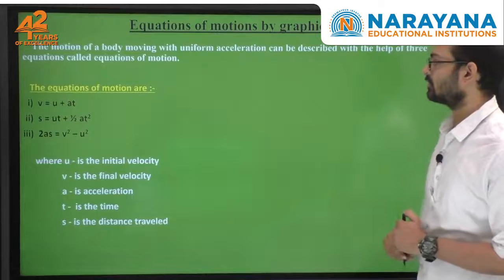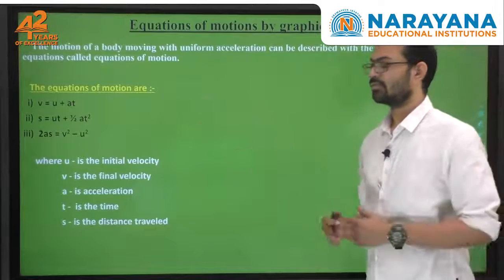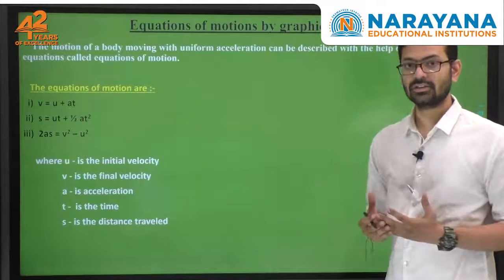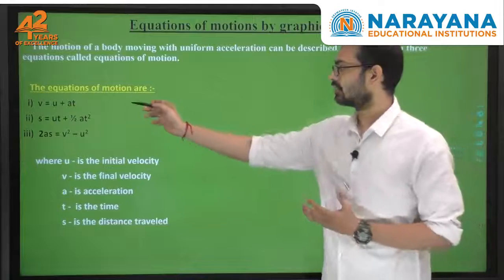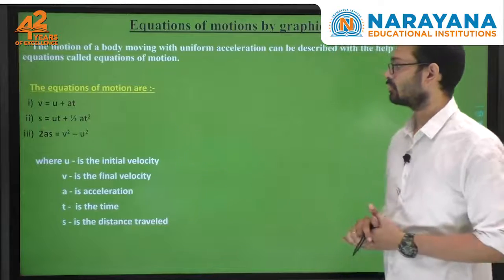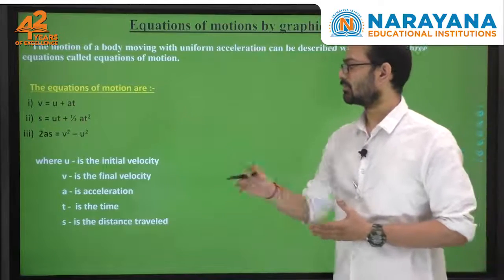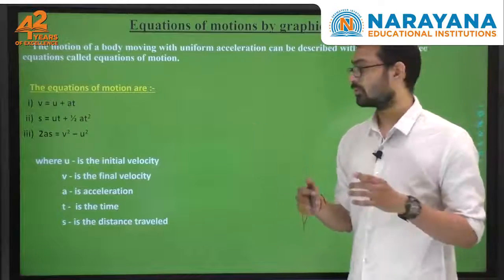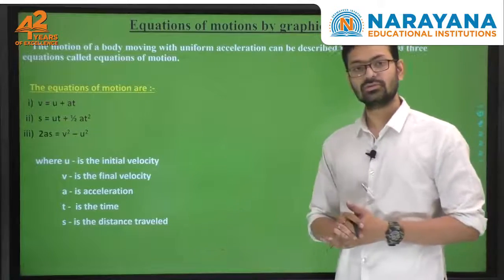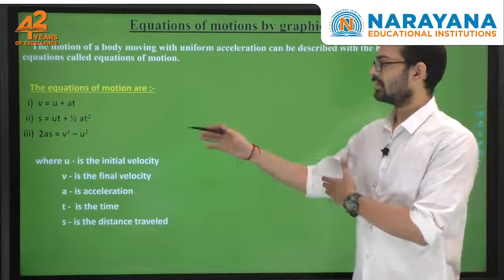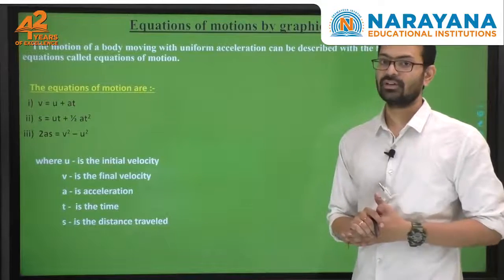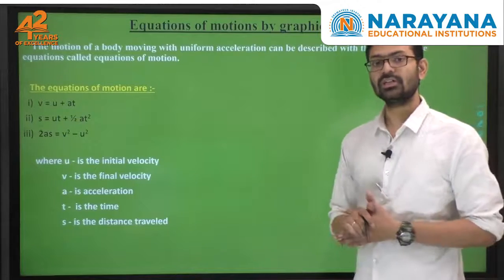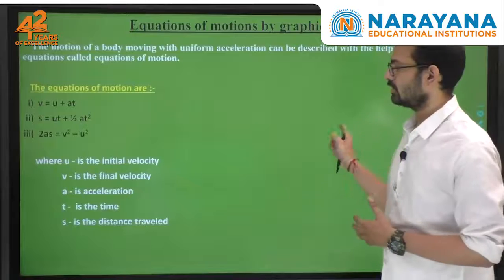The first thing we are going to talk about is that when we have uniform acceleration, you can have a relation of velocity-time, which is v equals u plus at, and distance-time as s equals ut plus half at square, when acceleration is uniform. Again, v square minus u square equals 2as. You can derive these equations by the graphical method. Now we are going to learn that in the form of a graph.